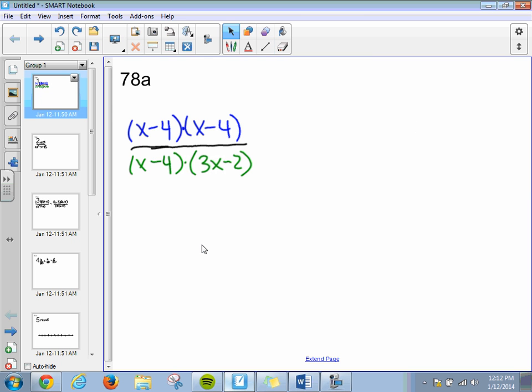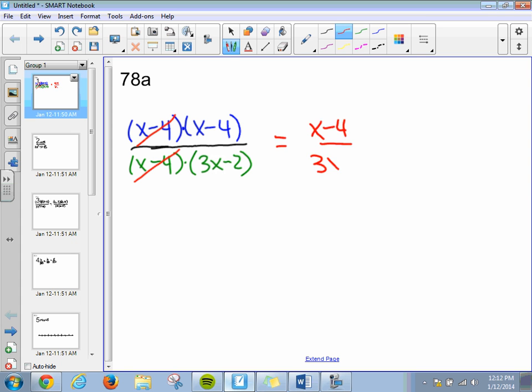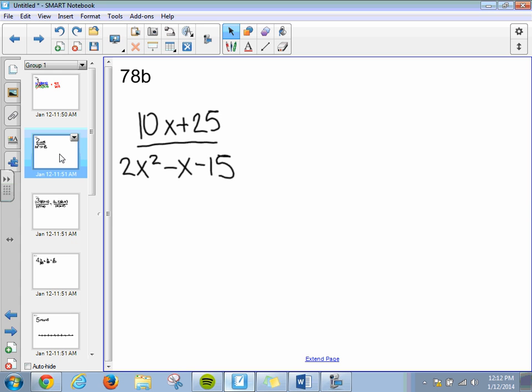So now we can cross out anything that factors out. You can see that we have an x minus 4 on the bottom and on the top, and we'll be left with x minus 4 over 3x minus 2. And we have now factored it completely. We have simplified it completely. That is as simplified as we can get it. All right. Moving on to part B.